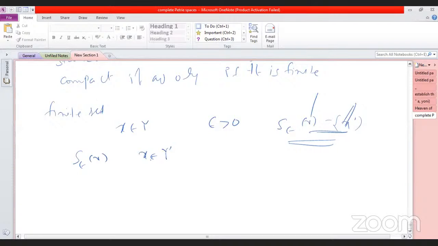Am I correct? Yes, sir. So it is a finite cover. It consists of a finite number of points.